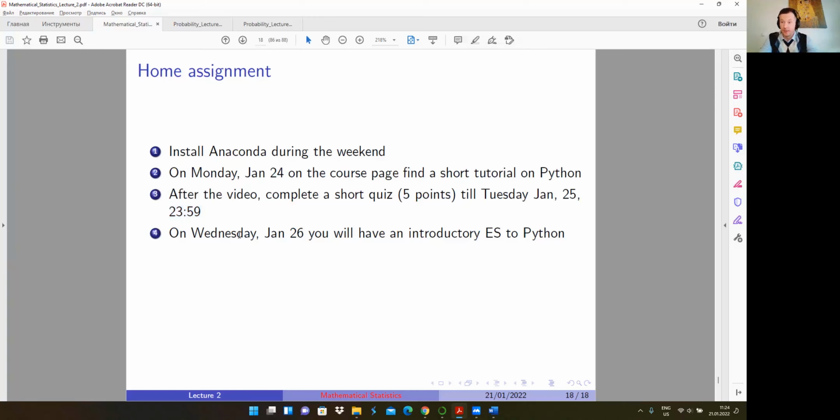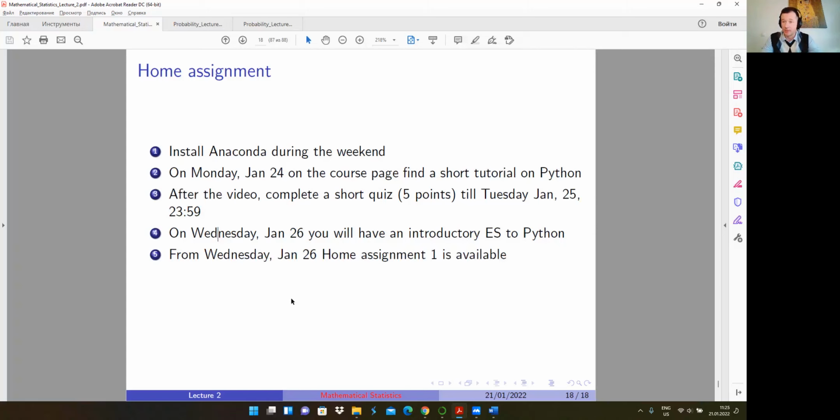Then on Wednesday, you will have an introductory exercise session to Python. You will do more exercises. You will try calculating something that is familiar to you, probably the same exercises as you had in the previous session, but with the help of Python tools, and you will see how easy it is to work there. Maybe some other demonstrations. And then from Wednesday, you will have the first home assignment on the course page.